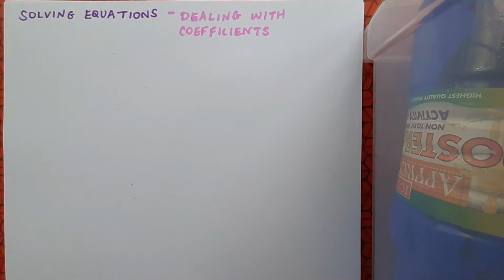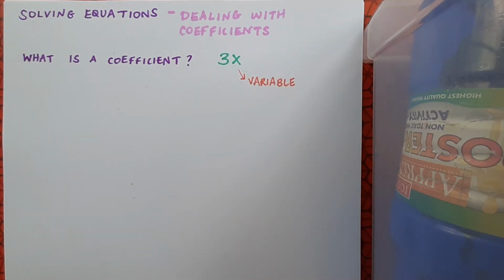This is a video on solving equations with a focus on dealing with coefficients. So first of all, before we actually deal with coefficients, we need to know what is a coefficient. Here I have the term 3x. This term is made up of two bits, the 3 and the x. The x is the variable and the 3 is the coefficient. Specifically here, 3 is the coefficient of x.